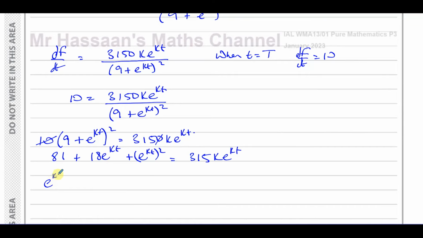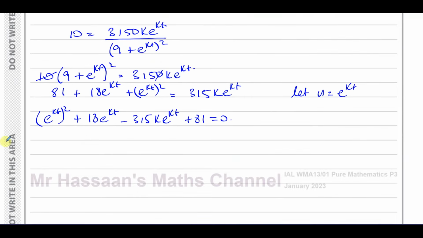So this is e to the power of kt squared plus 18 e to the power of kt minus 315 k e to the power of kt. So it's not quite like terms here. This has got a k associated with it. Plus 81 equals 0. So I'm going to say let u equal e to the power of kt, just to make it a bit more familiar as a quadratic. This will then become u squared plus 18u minus 315 times ku plus 81 equals 0.